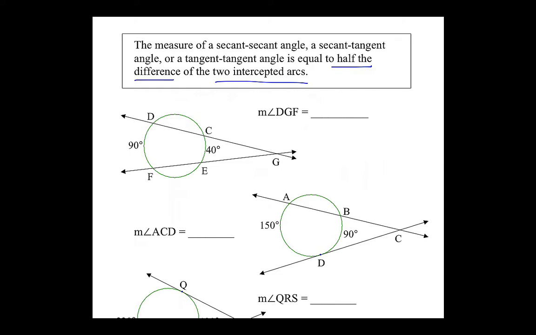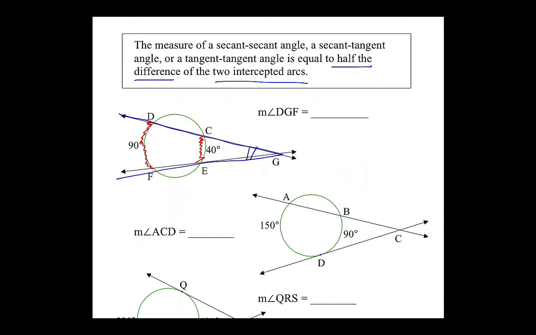On example number 1, I have a secant-secant angle, and I'm looking for the measure of that angle, DGF. So if I follow this angle through, D to G to F, when we talk about the intercepted arc, you'll notice that there are two of them to choose from. This angle cut off this 40-degree arc, and this angle also cut off this 90-degree arc between those rays of the angle. So what this theorem says is I'm going to take half the difference.